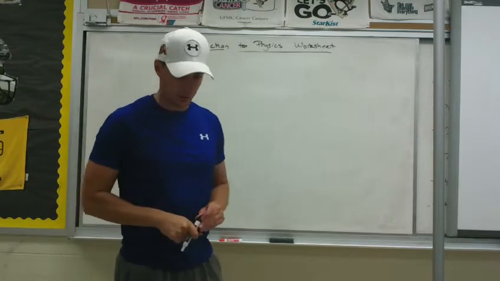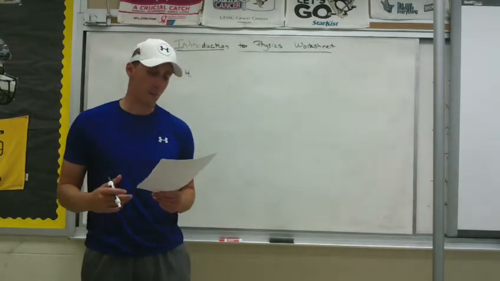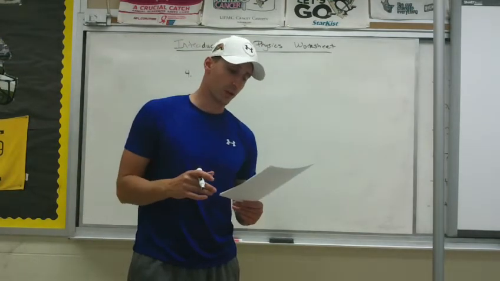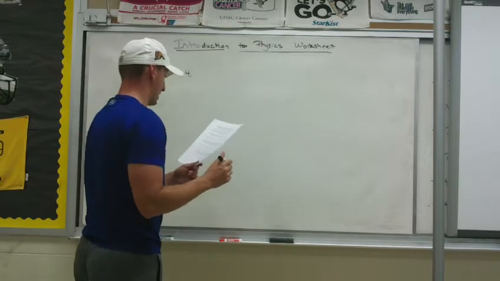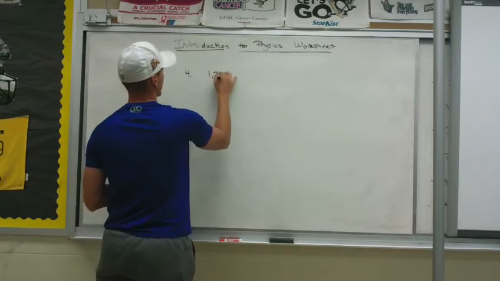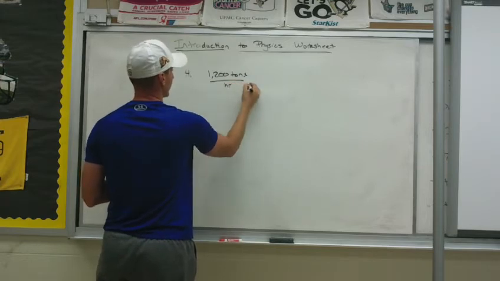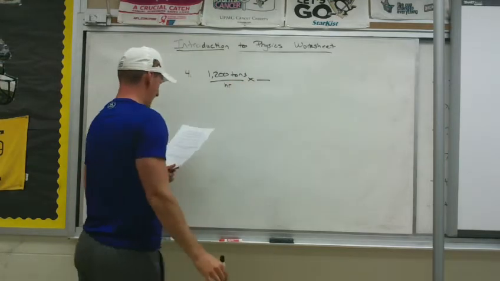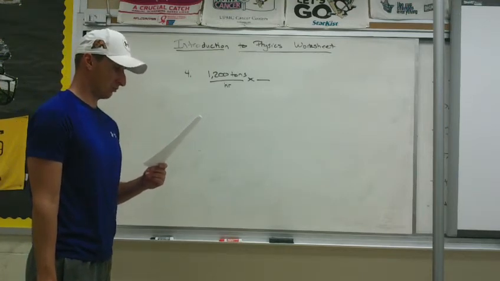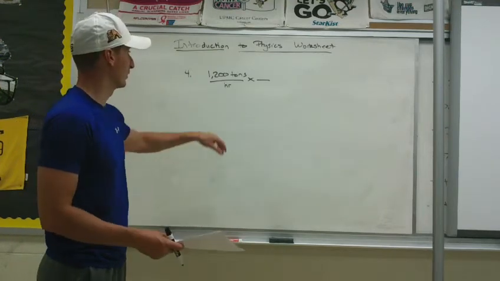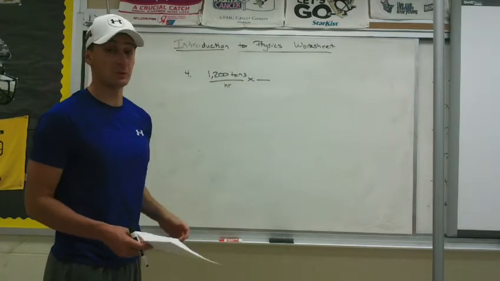It asks, an ore loader moves 1,200 tons per hour from a mine to the surface. Convert this rate using pounds per second, using 1 ton is equal to 2,000 pounds. So I have 1,200 tons per hour. I need to convert that to pounds per second. So I'm going to do both. I'm going to convert the mass and the time. So let's do the time first.